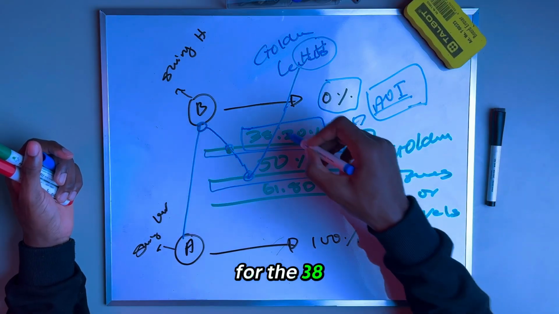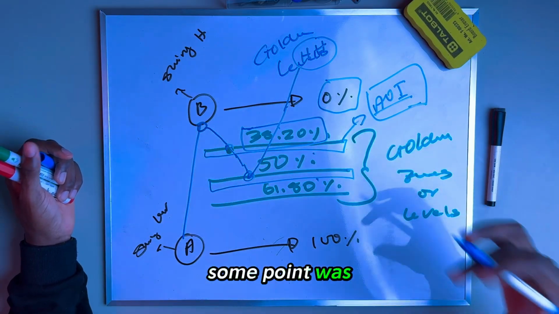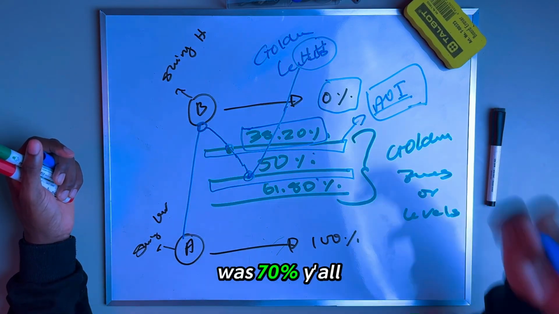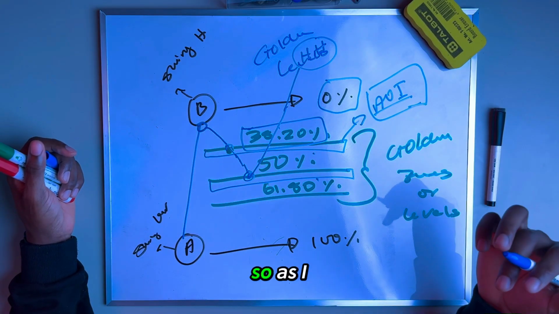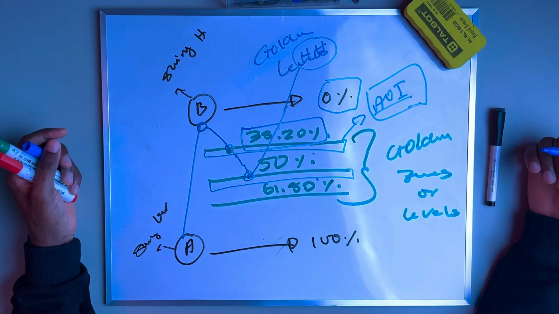The win rate for the 38.20 at some point was 70%. Was 70%, y'all. That's crazy. If you ask me, I'll tell you that's crazy. So as I said, that's how I use my Fibonacci retracement tool.